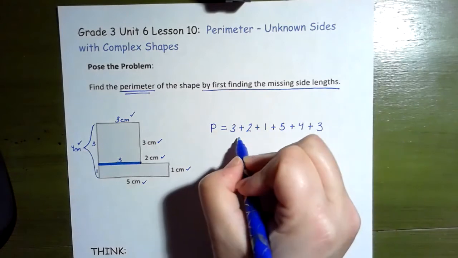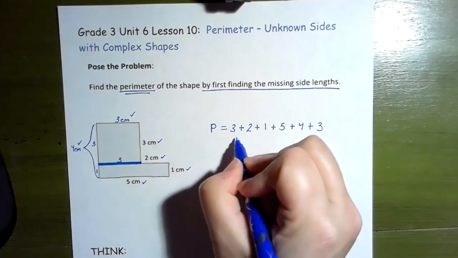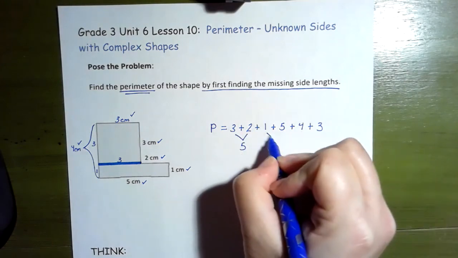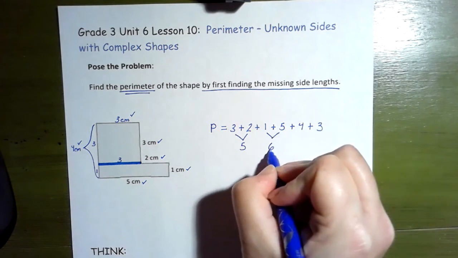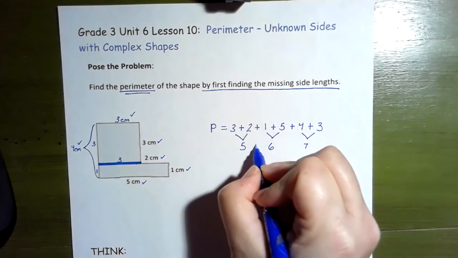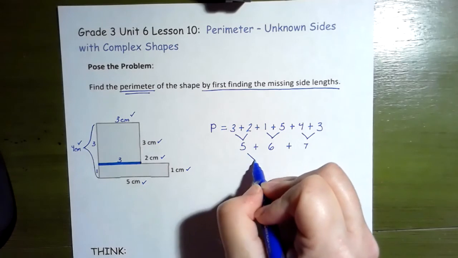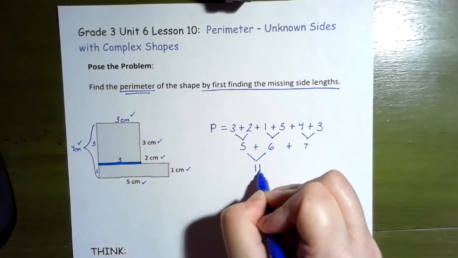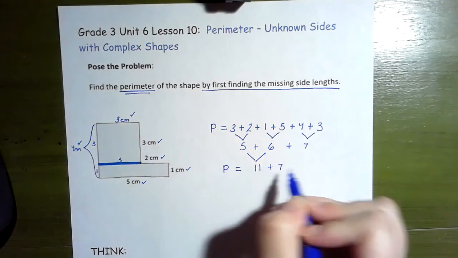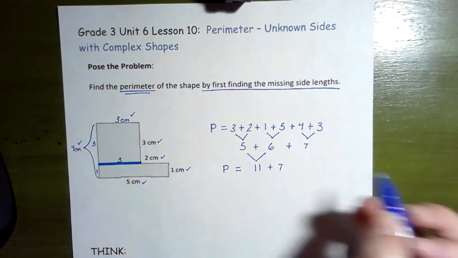I'm going to combine to make some fewer add-ins. So 3 plus 2 is 5. 1 plus 5 is 6. And 4 plus 3 is 7. Then I can combine again because 5 plus 6 is 11. So perimeter is equal to 11 plus 7. What's 11 plus 7? Say it out loud.